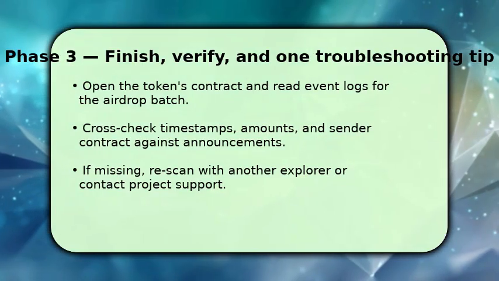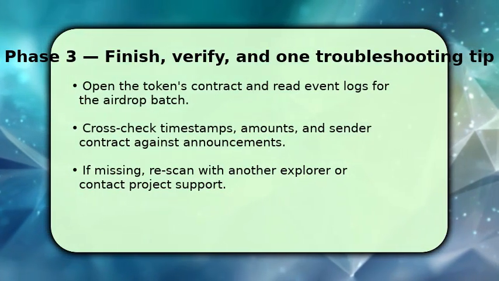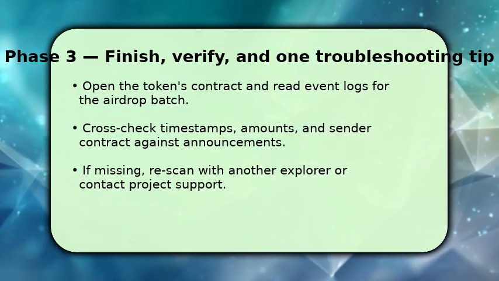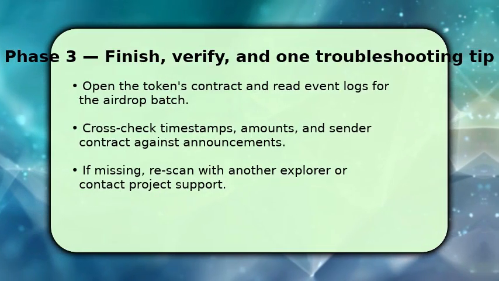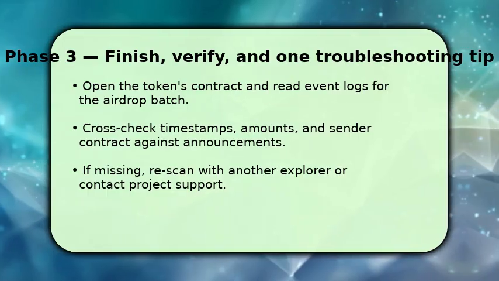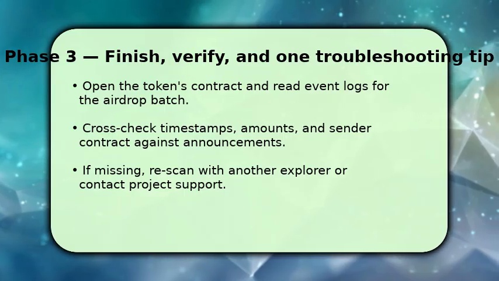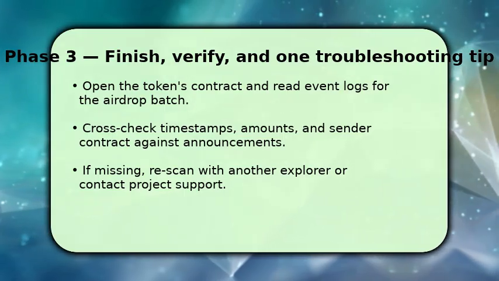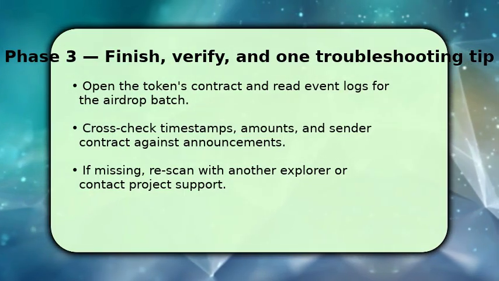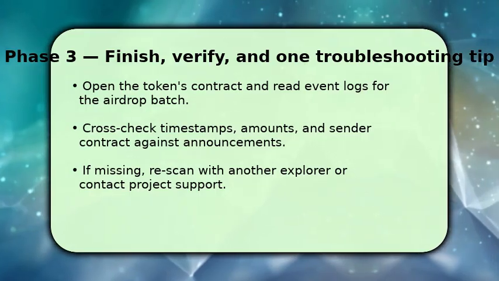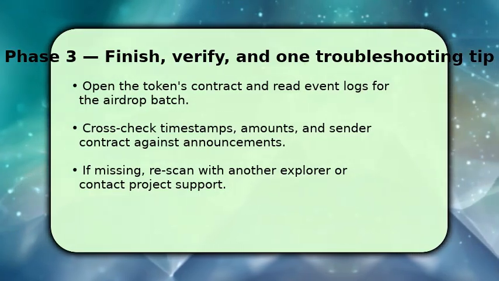Finally, confirm each candidate airdrop by opening the token contract and reading the specific transfer or airdrop events. Event logs show exact amounts and sender contract addresses, which proves provenance. Once verified, note claim deadlines or vesting rules. These explain locked balances.